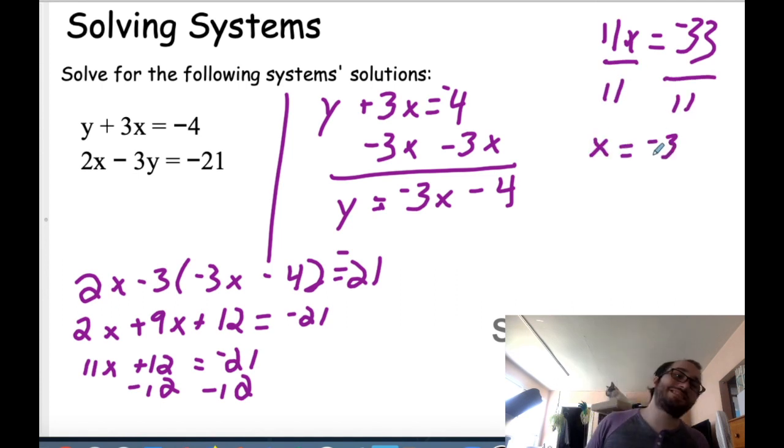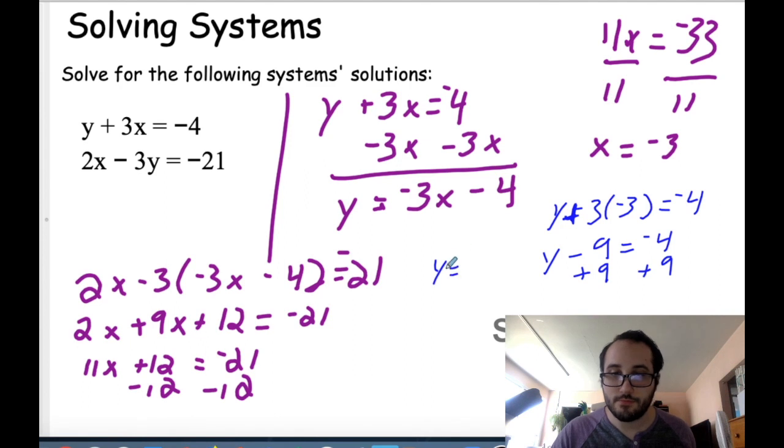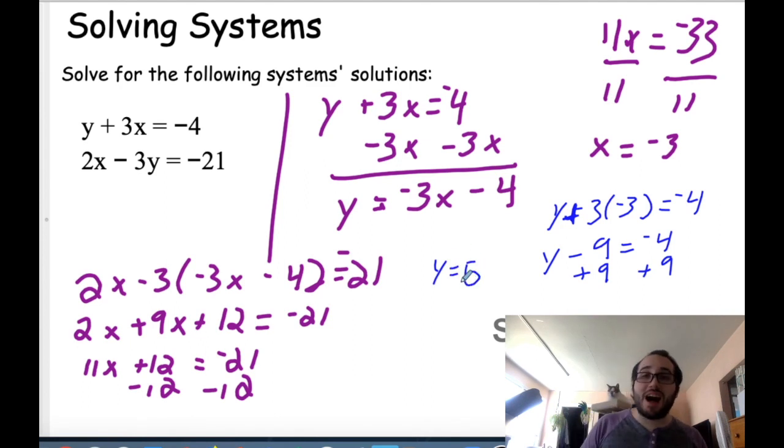So we got x is -3, but I need to know what y is. So I'm going to substitute my x back in and solve for y. So I got that y equals 5. Now I'm going to write it as a coordinate point, and then I'm done.